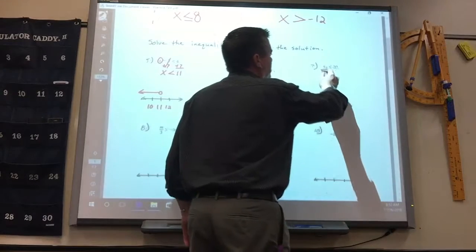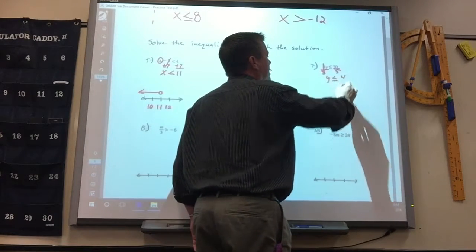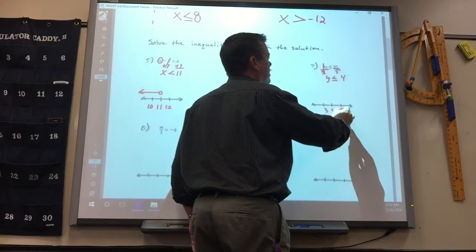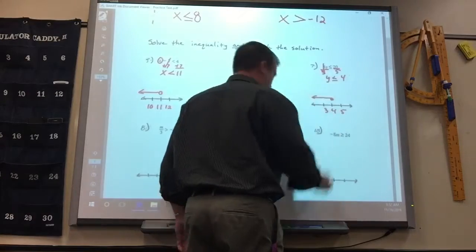This one we just have to divide by 5, and you get y is less than or equal to 4. So that's a filled in circle. Y is less than, so it's to the left.